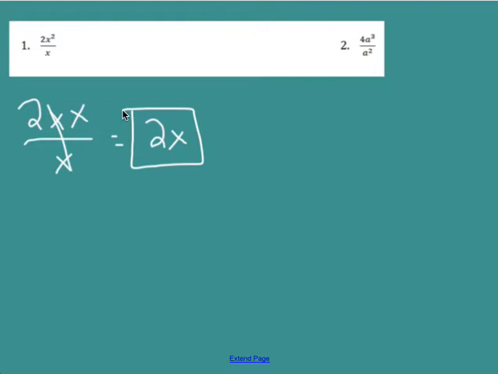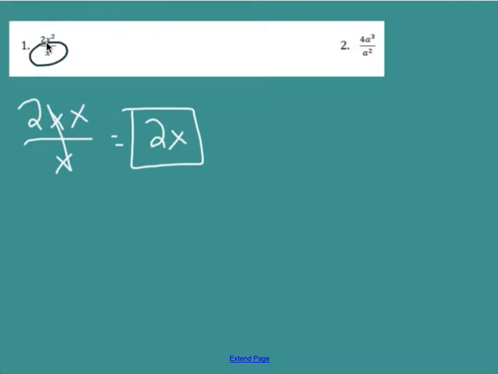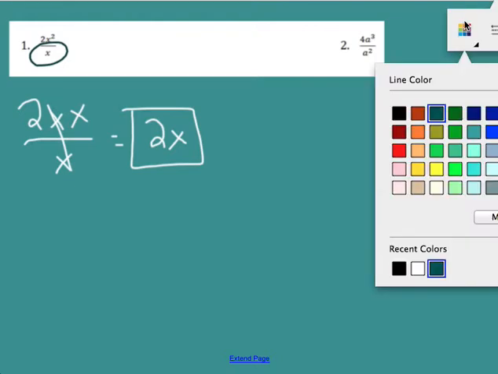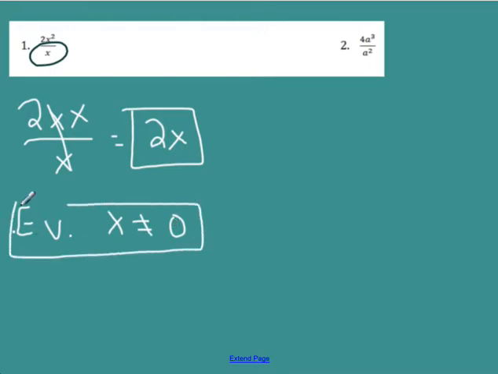But you'll notice in the directions that it also says to state any excluded values. So even though we don't have a denominator in our simplified version, we need to look at the beginning when we had an x on the bottom. So our excluded value needs to come from that original problem. So our excluded value is that x cannot equal 0. So really all I did was set that denominator equal to 0, and it just so happens that it's just x that cannot be equal to 0.